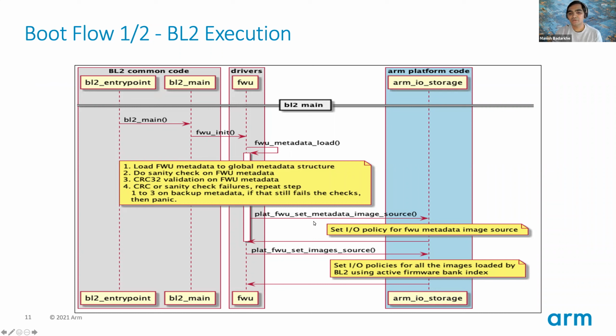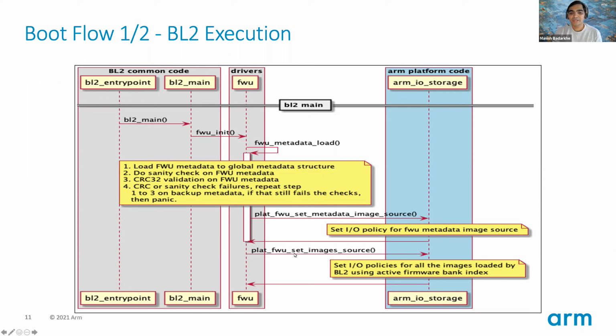But if somebody doesn't want to use the GPT, they can still use this call, develop their own method, and update the location. IO policy is nothing but the location where exactly this firmware metadata is residing. And then the IO driver will use this policy to load the images into the SRAM or DRAM, as per the platform.